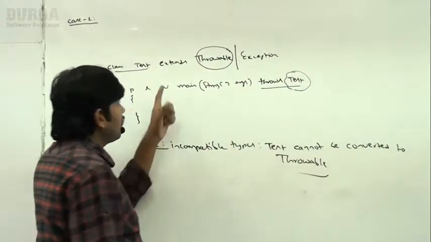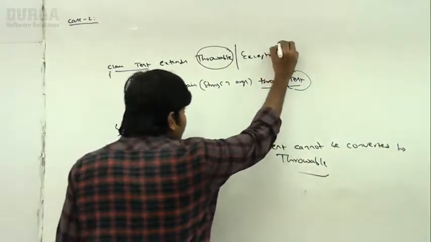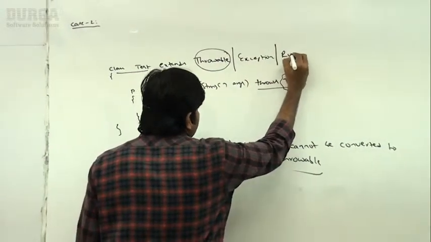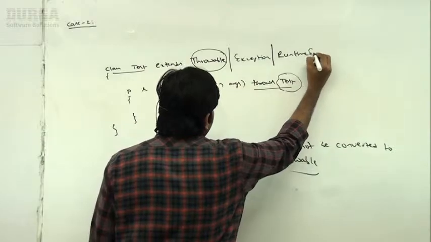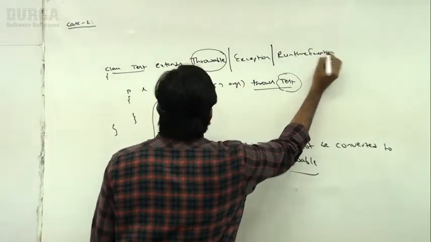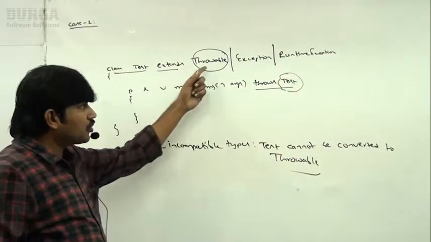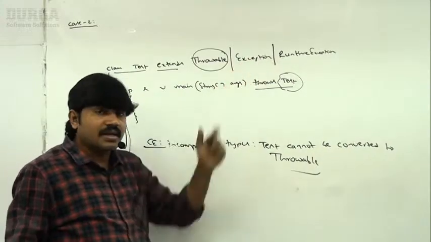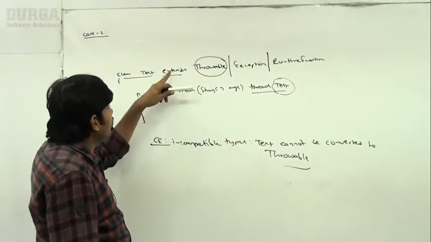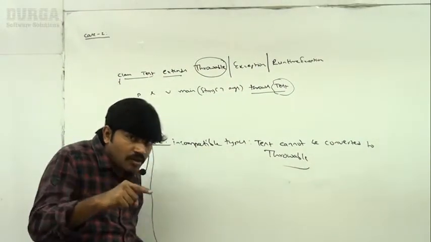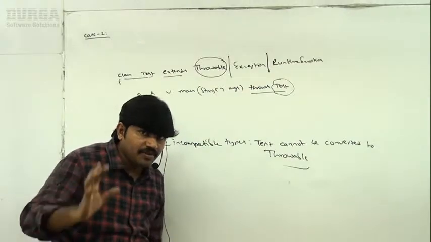Yes, now also it will become throwable only. Or instead of exception, you can take runtime exception. Sir, anything. So extends, either throwable you can take, or exception you can take, or runtime exception you can take. Now it will become throwable type. Now that syntactical mistake by default will be gone.